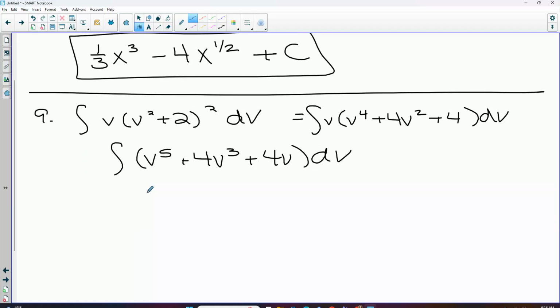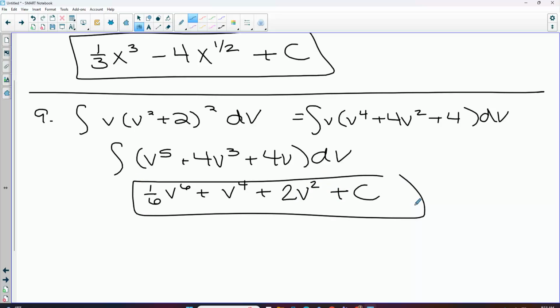So antiderivative of v to the 5th, 1/6 v to the 6th. Antiderivative of 4v cubed, v to the 4th. Antiderivative of 4v would be 2v squared, and since we don't have limits to plug in, plus c on the end.